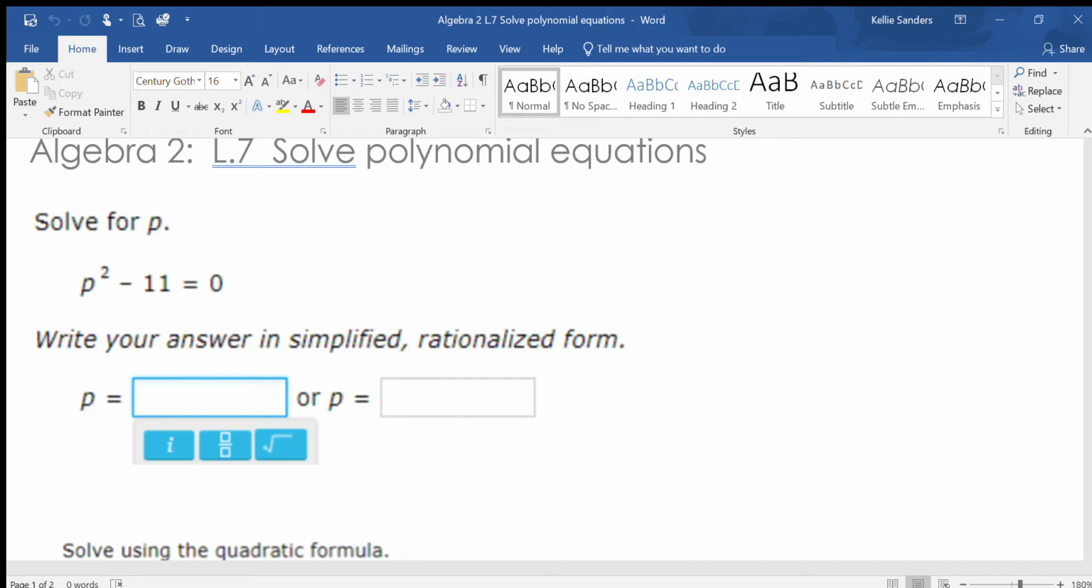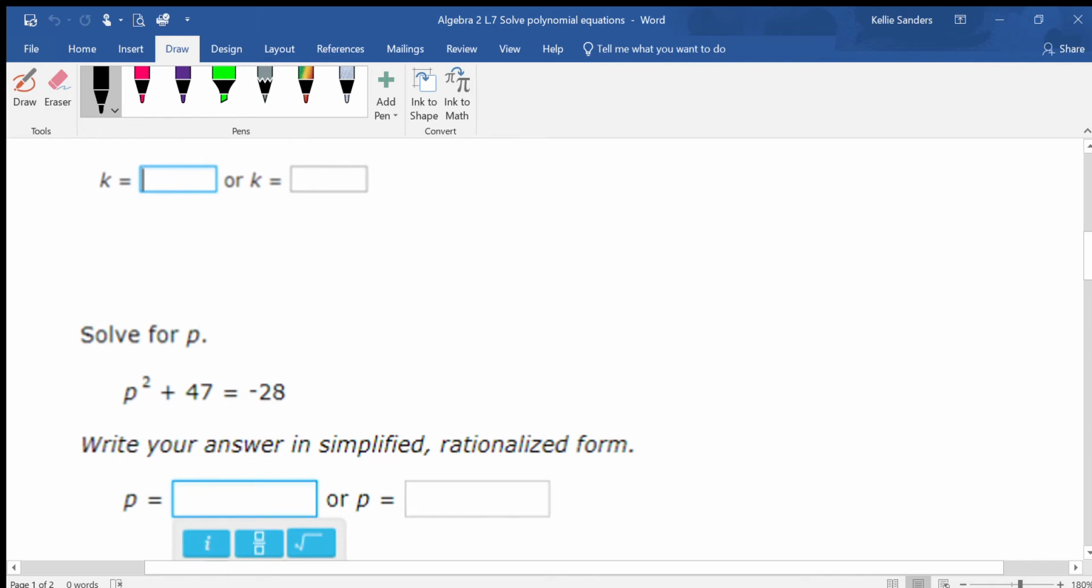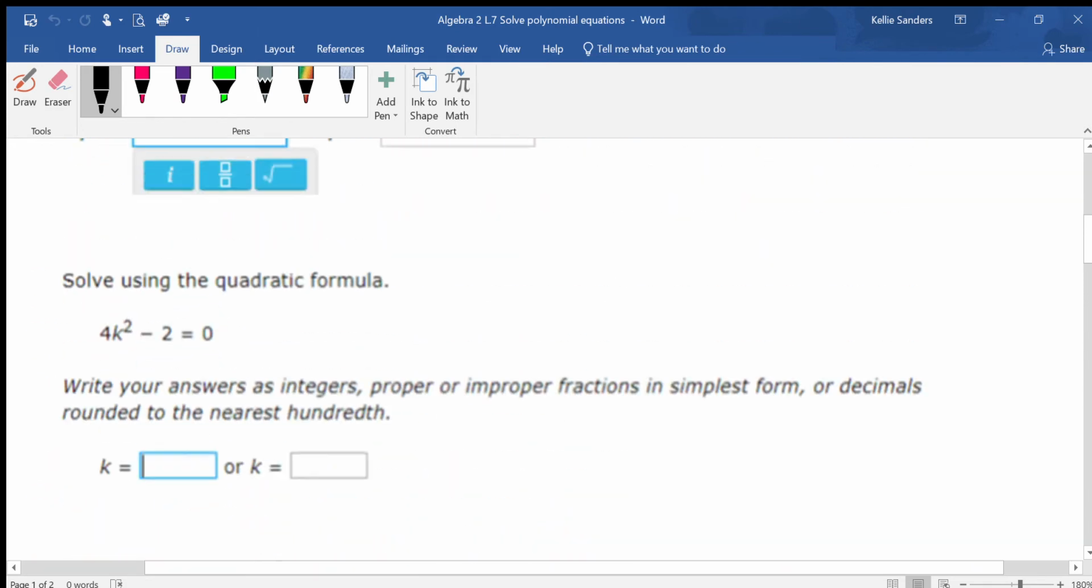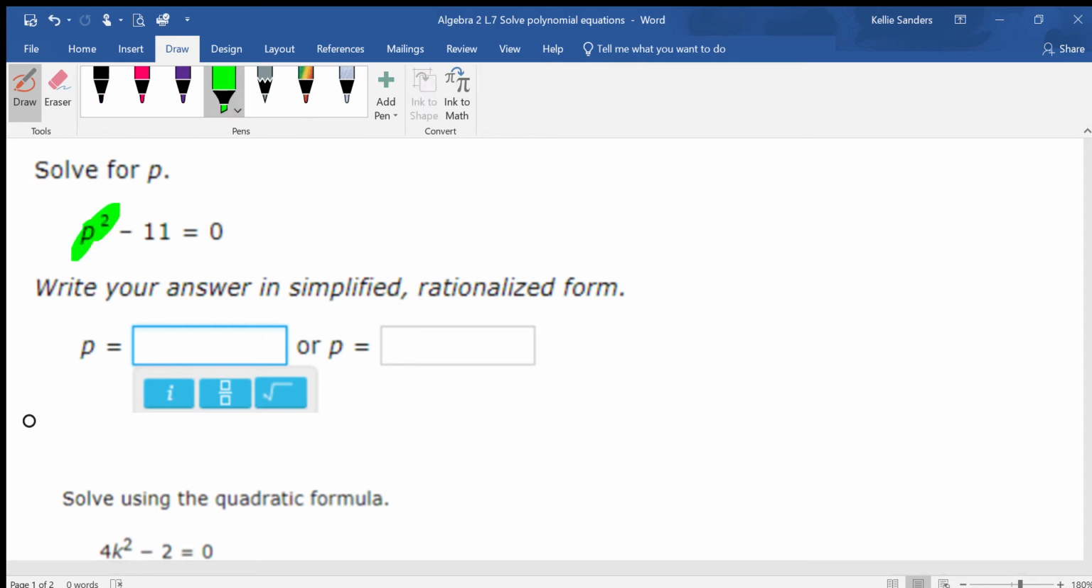L7, we're gonna solve polynomial equations, and what we're doing is we're finding our P's, our K's, G's, stuff like that. We're trying to figure out what do we square, then subtract 11 to get 0. That's our goal.